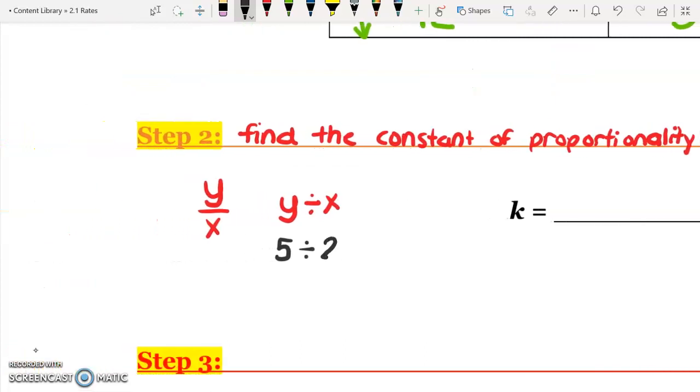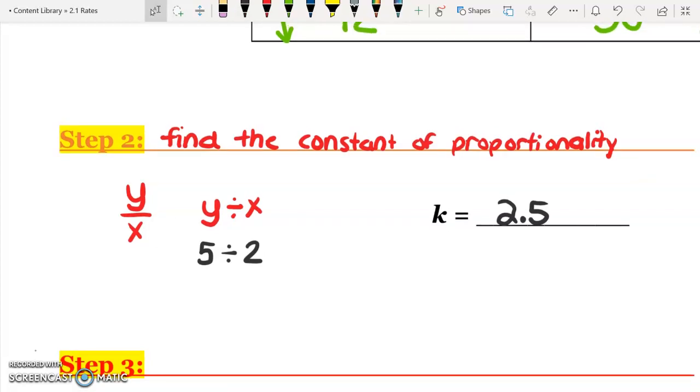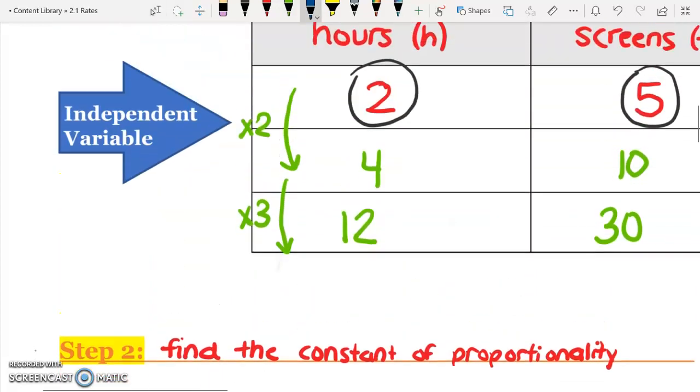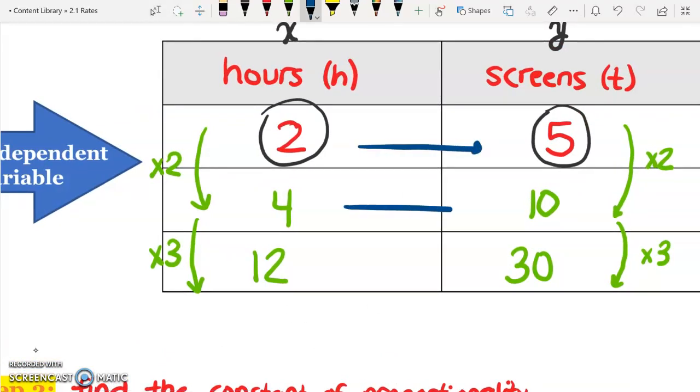So if you go to your calculator, you can push 5 divided by 2, or you can put in 5 over 2. Both of those will give you the same answer, which should be 2.5 for our k value. So 2.5 is our constant of proportionality. And again, I know we're experts on that, but just as a refresher, what that means is that is the multiplier that gets us from the left column to the right column.